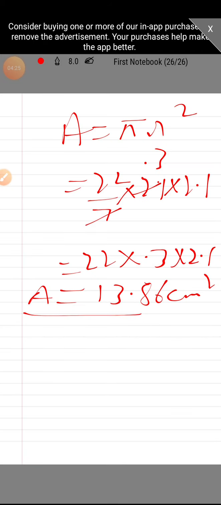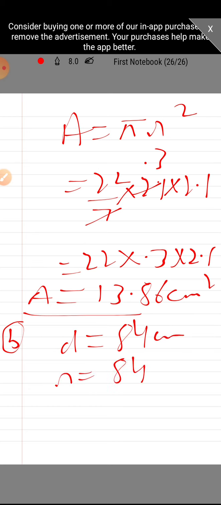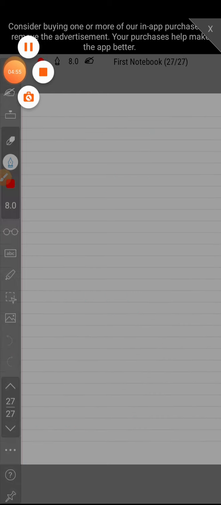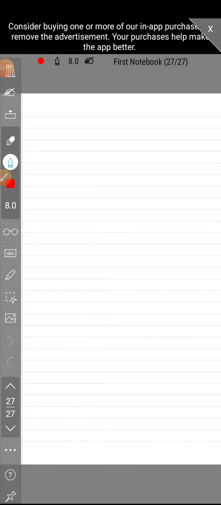Now moving ahead to question number 5. In question number 5, you have a wooden log of diameter 84 centimeter. Again diameter is given, so diameter is 84 centimeter. So radius is equals to 84 upon 2, that is 42 centimeter. So radius we have calculated. Now length L is equals to 3.6 meters. Now you have to determine the volume of the wooden log, and the volume is to be calculated in meter cube.